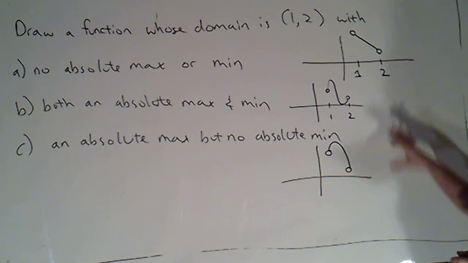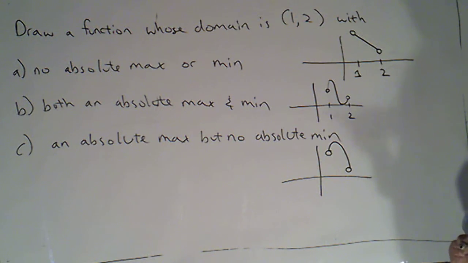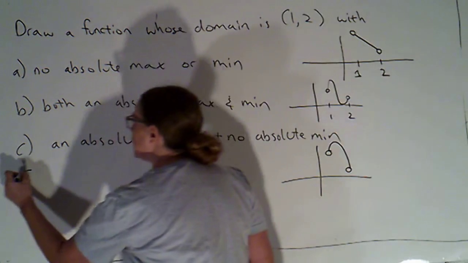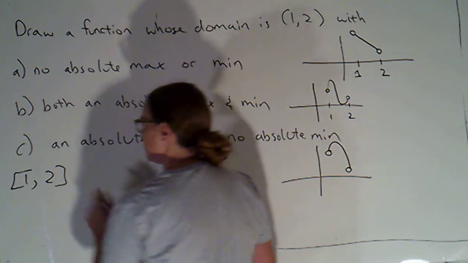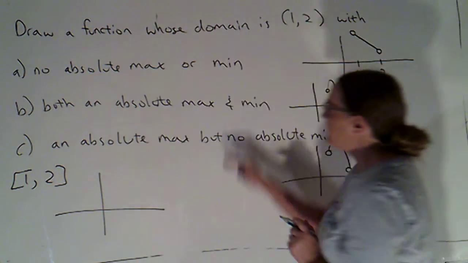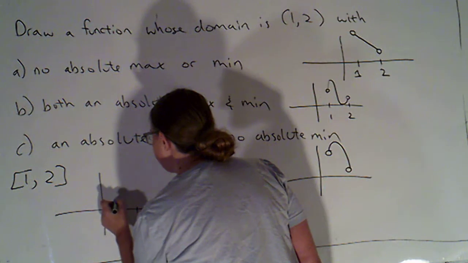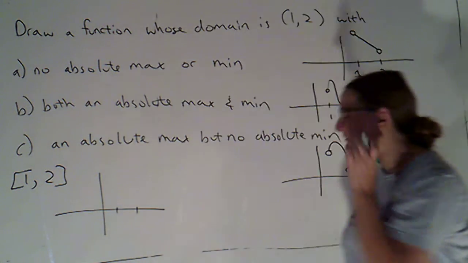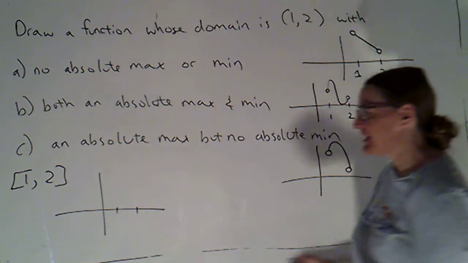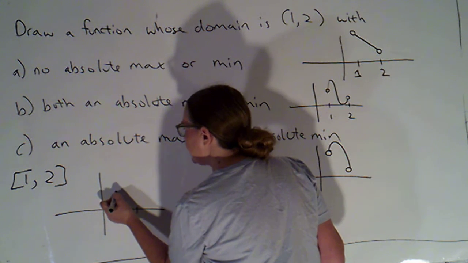All right, now this was all on an open interval. If I'm working on a closed interval, let's say I wanted to work on the closed interval from 1 to 2. On a closed interval, I can certainly draw something that has no absolute max and no absolute min. However, if I require that my function be continuous, I can't.